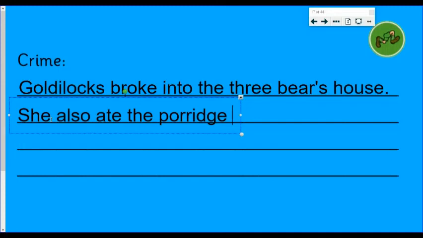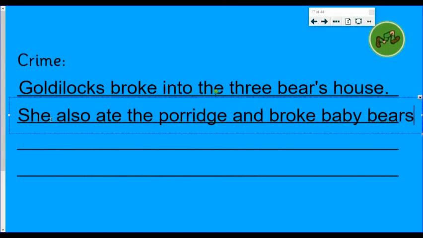And I'm feeling really clever, so I'm going to use the conjunction and broke Baby Bear's chair. What do I need to put at the end of my sentence? That's right, a full stop. Let's read our two sentences together. Goldilocks broke into the Three Bears' house. She also ate the porridge and broke Baby Bear's chair.